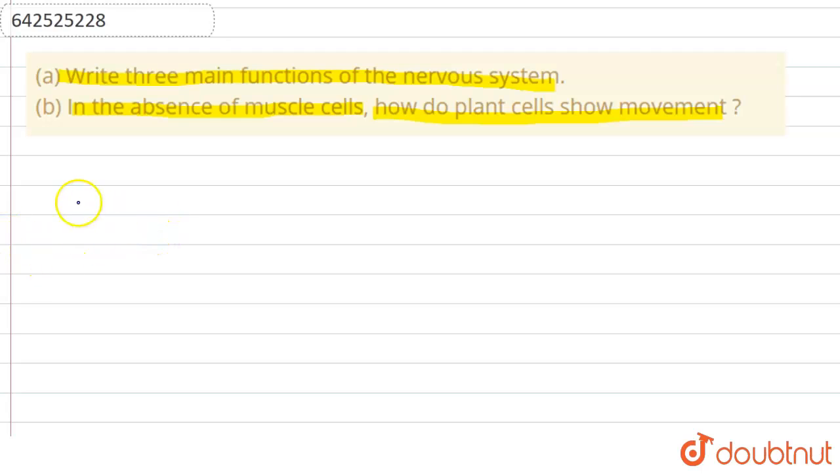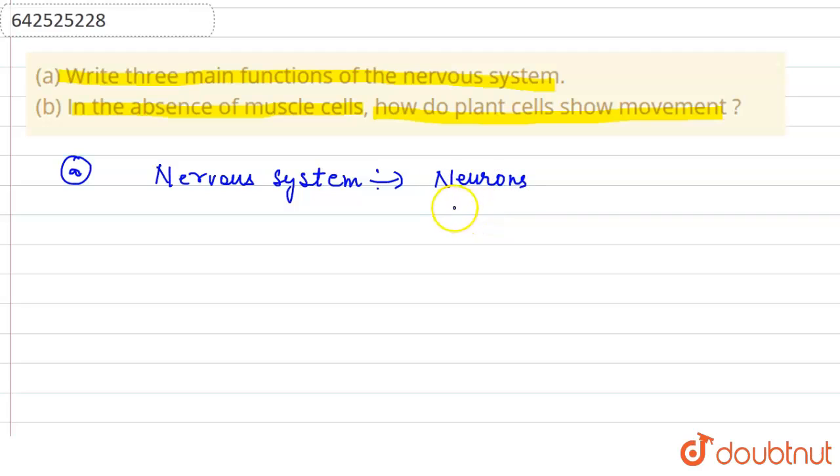First we are going to discuss the nervous system. In the first question we are asked about its functions, so first let's see what the nervous system is. The nervous system is the control center of our body, because it contains a functional unit, the neurons, whose role is to receive and transfer signals from the brain to the organs, or from the organs to the brain.